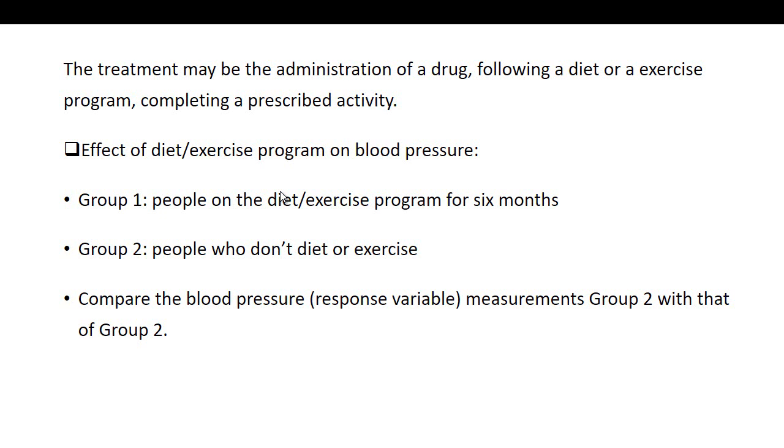As an example, let's say we are looking at the effect of a diet or an exercise program on blood pressure. Group one would be people on the diet or exercise program, let's say for 6 months. Group two would be people who wouldn't follow the diet or the exercise program. The response variable here would be the blood pressure measurements. So we'll be measuring the blood pressure of the people in the two groups, and then we will compare the measurements from group one with the measurements from group two.